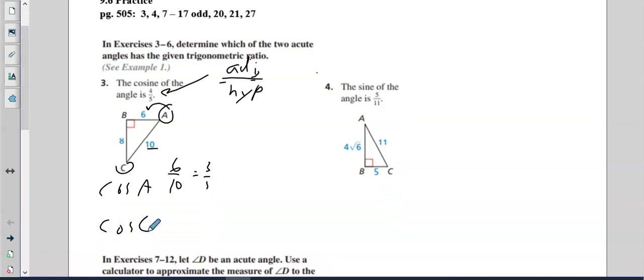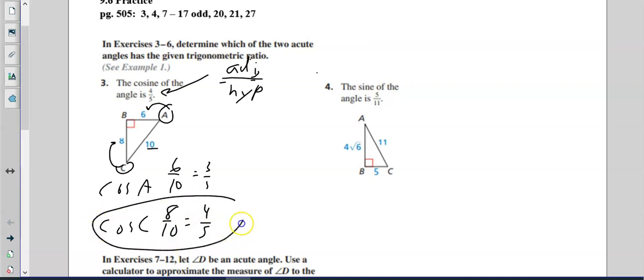Cosine of C, well, again, the adjacent angle is right here. Adjacent side, over 10, 4/5. There's our winner. All right?